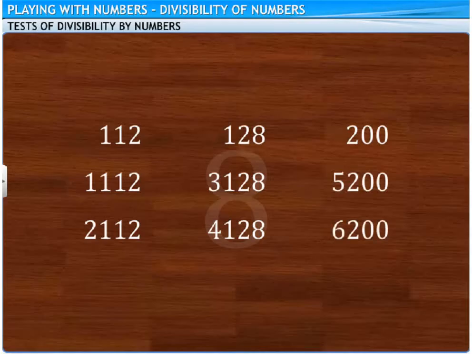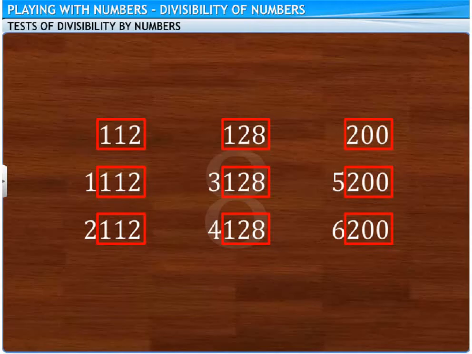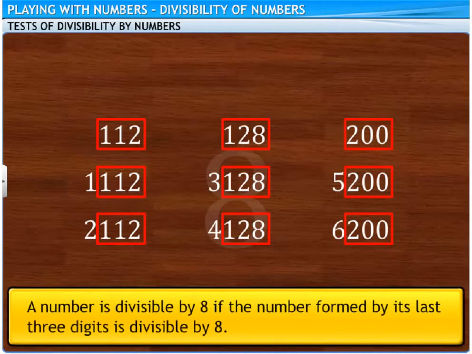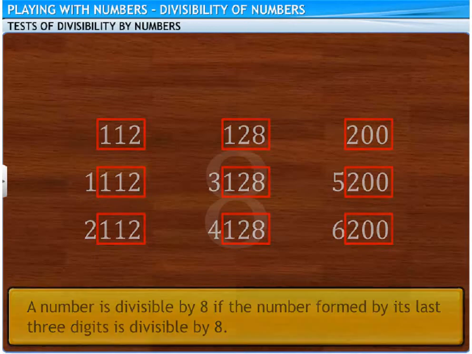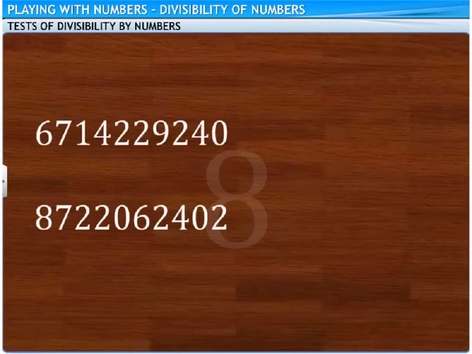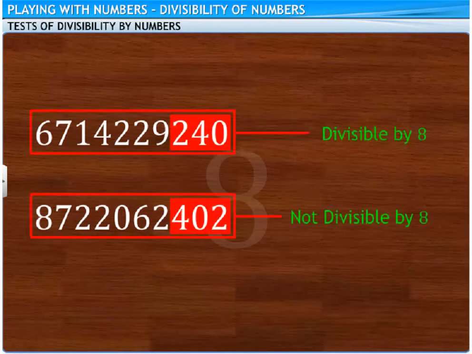Observe the number formed by the digits in the hundreds, tens, and ones place in each of these numbers is divisible by 8. This is the test for divisibility by 8. A number is divisible by 8 if the number formed by its last 3 digits is divisible by 8. Thus, to check the divisibility of a number by 8, check if its last 3 digits are divisible by 8.